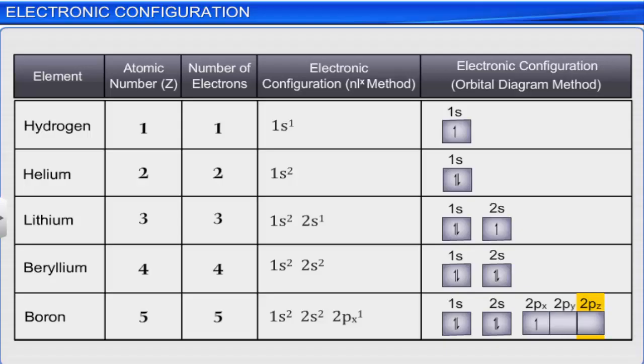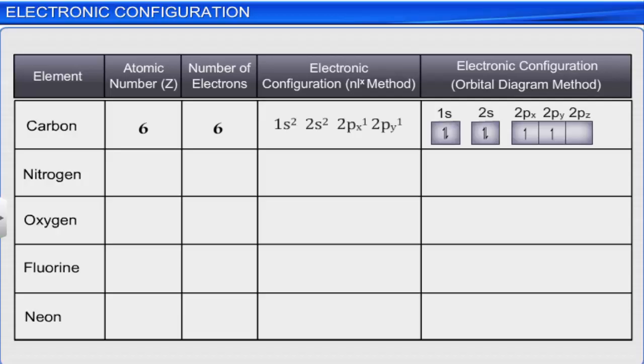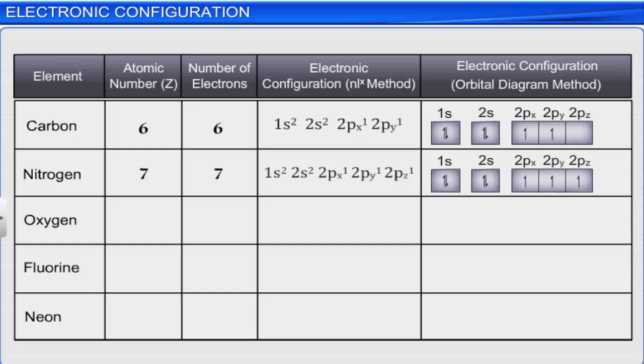Carbon has 6 electrons. The first 4 electrons fill the 1s and 2s orbitals. The remaining 2 electrons will go to any 2 of the 3 2p orbitals in accordance with Hund's rule, and these will have parallel spins. Nitrogen has 7 electrons. The first 4 electrons fill the 1s and 2s orbitals. The remaining 3 electrons will go to the 3 2p orbitals in accordance with Hund's rule, and these will have parallel spins.